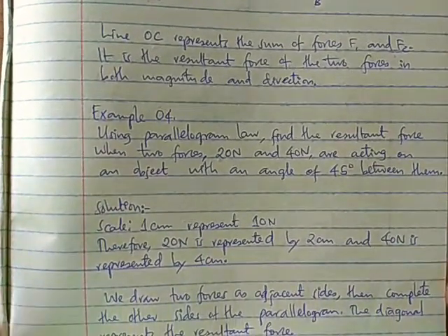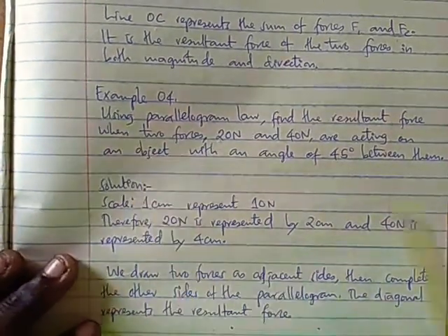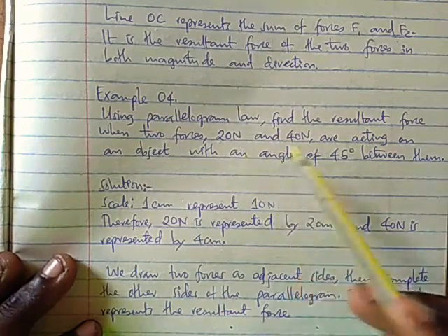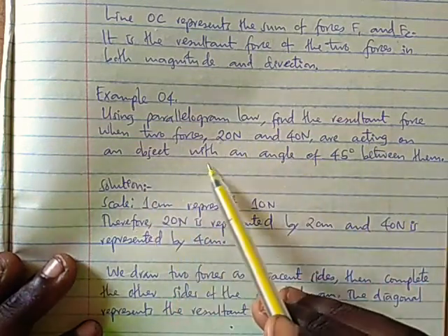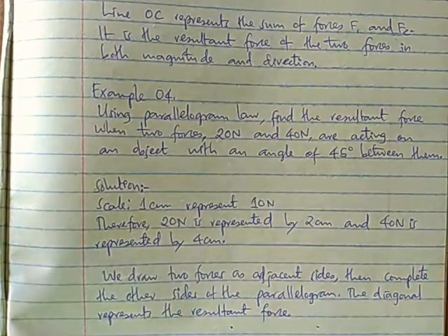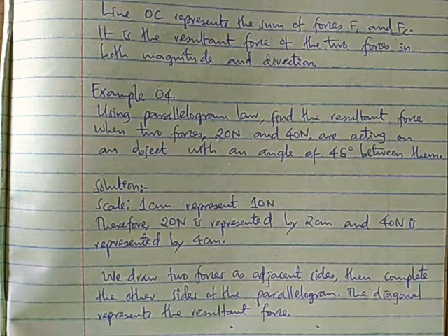Now let's move to the solved example in this part of parallelogram law. Using parallelogram law, find the resultant force when two forces 20 Newton and 40 Newton are acting on an object with an angle 45 between them. So kwenye parallelogram law ni kama kule kwenye triangular law, there is no much need of us to have the graph paper. We can simply even use the normal paper.